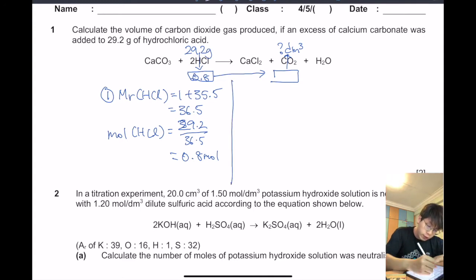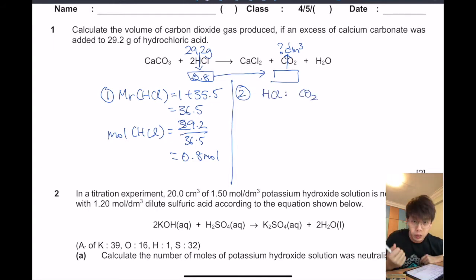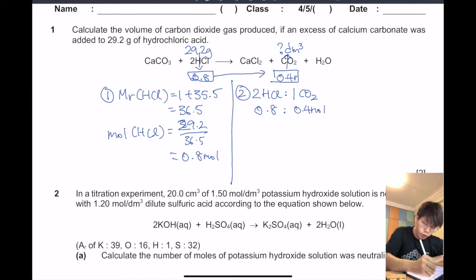After that, I need to do step 2, which is the mole ratio, HCl and carbon dioxide. What is the mole ratio between HCl and carbon dioxide according to the equation? Yes, it's 2:1. So now I know HCl is 0.8. What will be CO2? Divide by 2, 0.4 moles. So I got 0.4 moles. And now I want to go from 0.4 moles up. Up is multiply. And then this is dm cube.